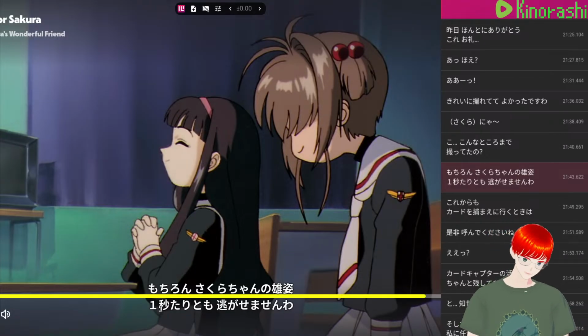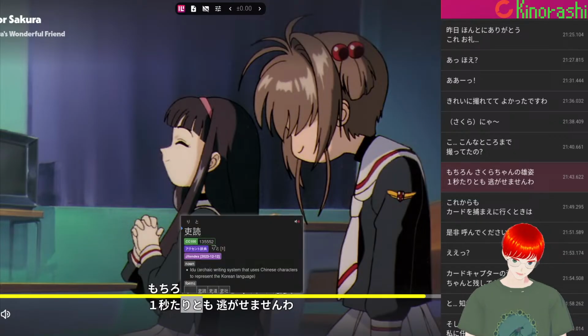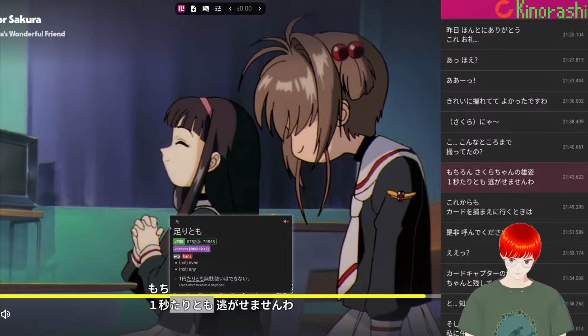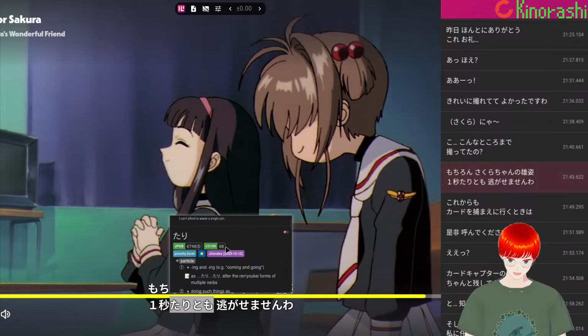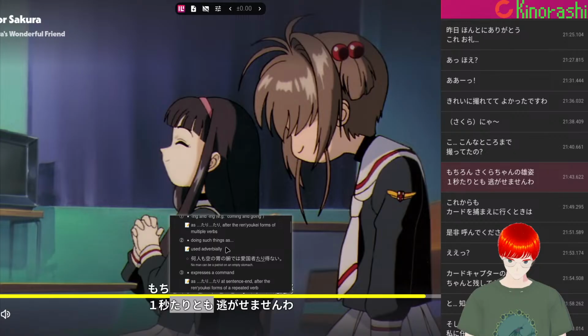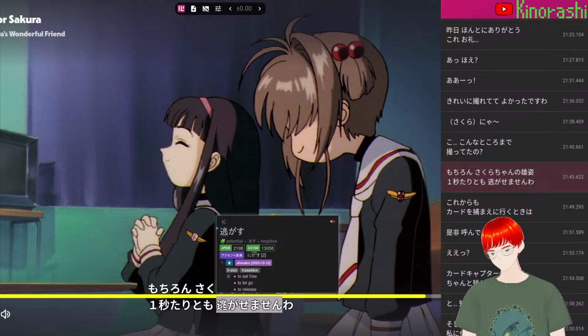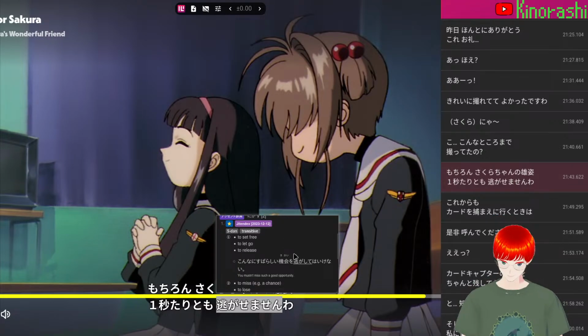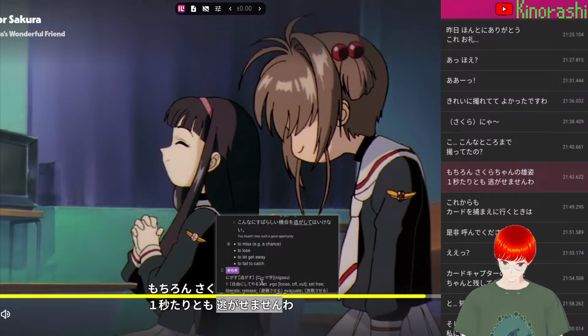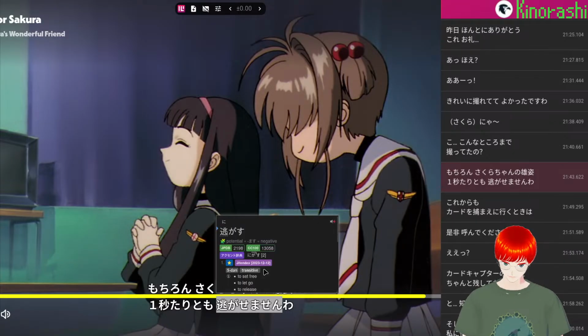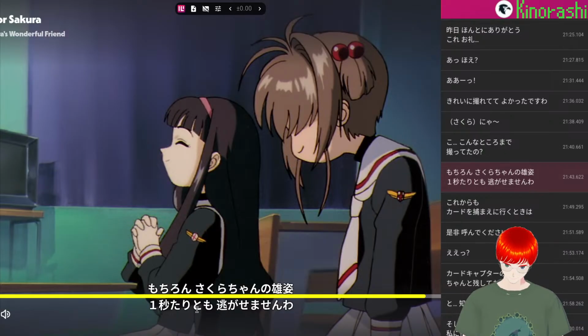Let's see. Ichibyo tari to, tari tomo. Nigasu, to set free, to let go, to release, to miss. It's probably miss in this situation. Nigasu, so nigasemasen. So not miss. So not.